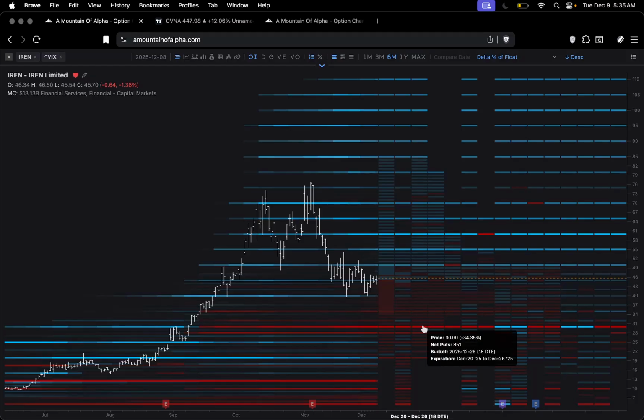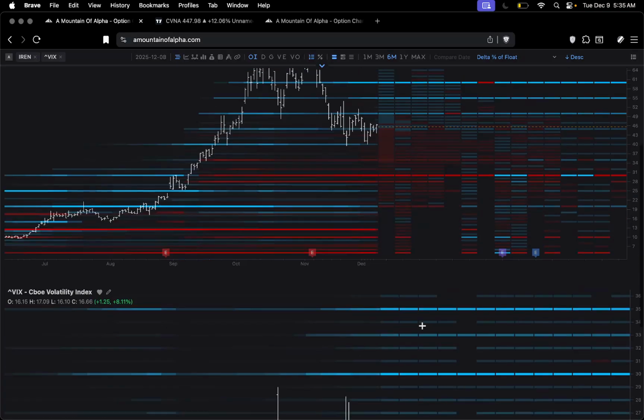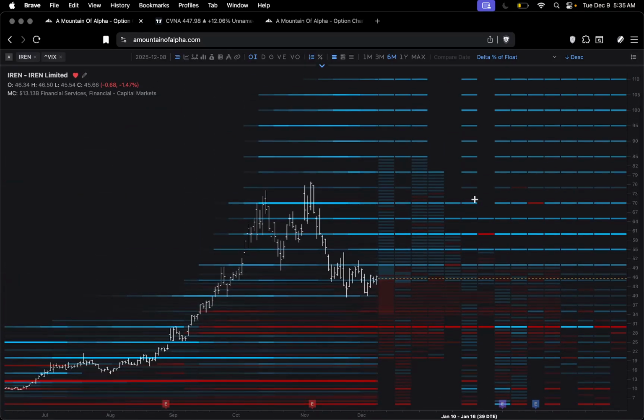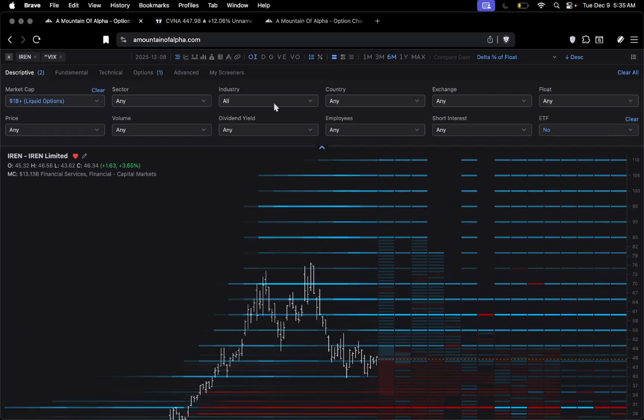So you can correlate how the overall market structure and volatility looks like, and you can anticipate it with certain events and things like this. And you can correlate that with resistance or support in the options market. So I hope that helps to find ideas. And remember, I'm sorting by delta as a percentage of float.